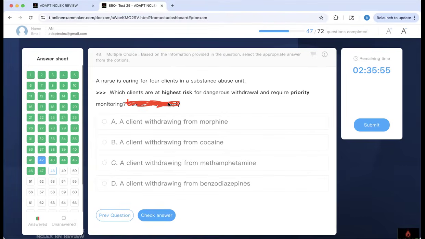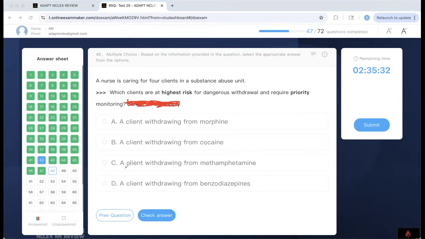A nurse is caring for 4 clients in a substance abuse unit. Which client is at highest risk for dangerous withdrawal and requires priority intervention? A client withdrawing from morphine, a client withdrawing from cocaine, a client withdrawing from methamphetamine, a client withdrawing from benzodiazepine. Which kind of withdrawal is more dangerous, that will cause more problems? What do you think?